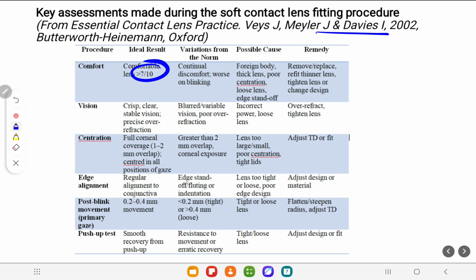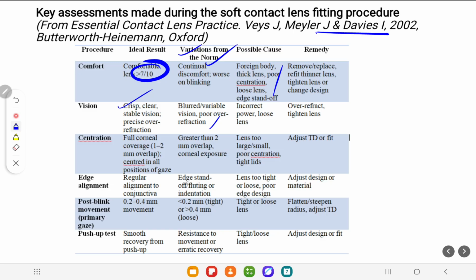So continuous discomfort works on the blinking variables for norms. Possible cause, there are a lot of causes you can see. Yes. So vision must be ideal. What should be the vision? Crisp, clear, stable vision, and what can be variable from the norms. These are the things. Okay.